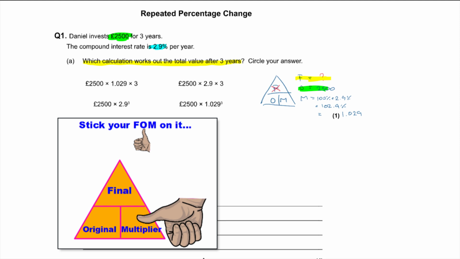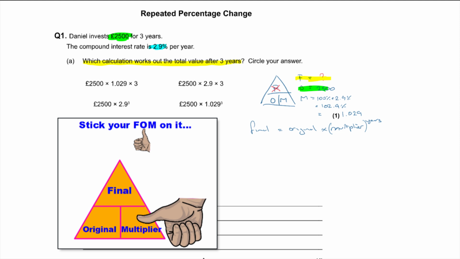Okay, and so if we're looking for the final, we're going to put our thumb on the one we want to find, which is the final, and that tells me what to do with the other two. Final is equal to original multiplied by the multiplier. Okay, and that's what it is for normal percentages. Now, if you've got a repeated percentage change, we just then need to wrap that in a bracket and raise it to the number of years or the number of times that you're applying it if it's not years. Okay, so that's the kind of just the extended version of what I normally do for percentages.